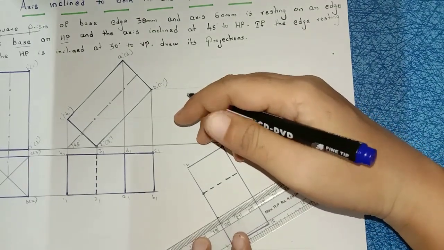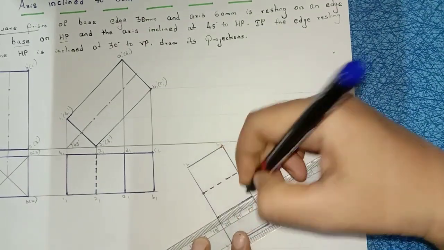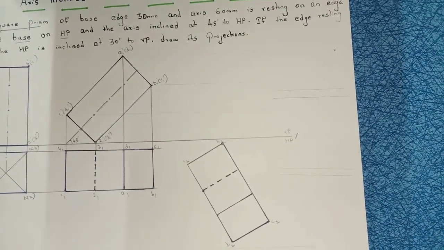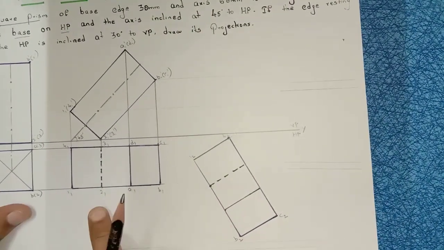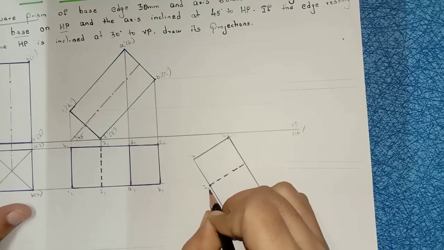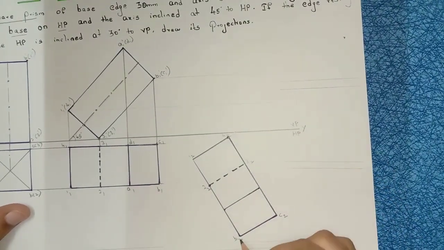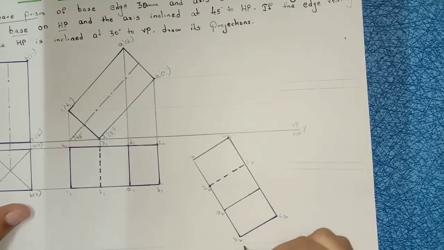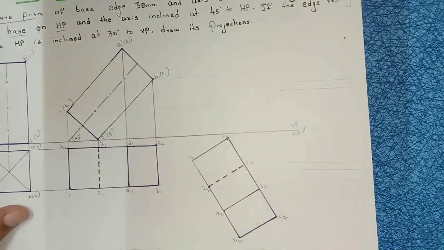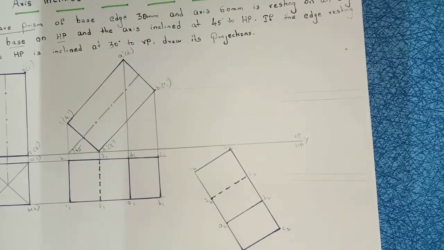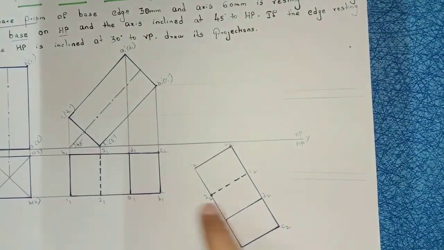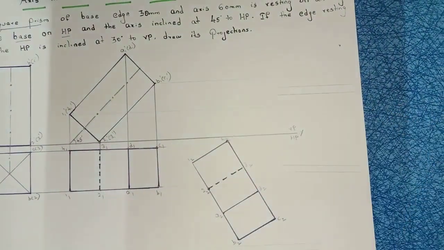Right, and I am drawing a perpendicular line here. So what is the point name here? 1 dash, 2 dash, 3 dash, 4 dash. Here A, B, C, D, A2, B2, C2, D2. Right, so 1, 2, 3, 4, 5, and I should construct the sixth step here.